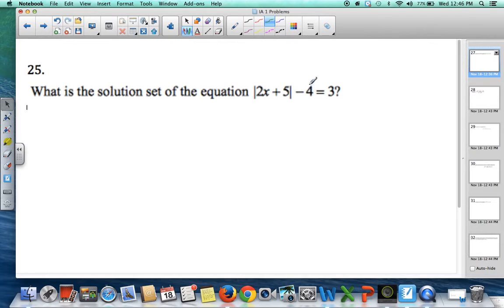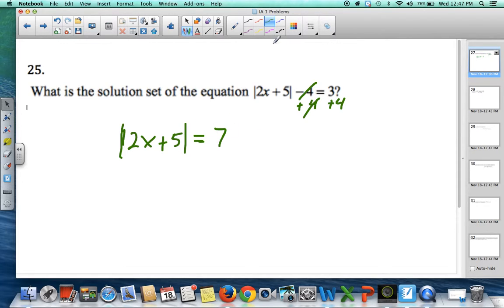So our first step would be to get rid of this 4. The absolute value is going to be an issue when we know that means we have to write 2 equations, but I can't do that until I get rid of this negative 4. So my first step would be to add 4 to both sides. Minus 4 plus 4 cancels, and I have absolute value of 2x plus 5 equals 7. And now to get rid of the absolute value sign, I'm going to write 2 equations.